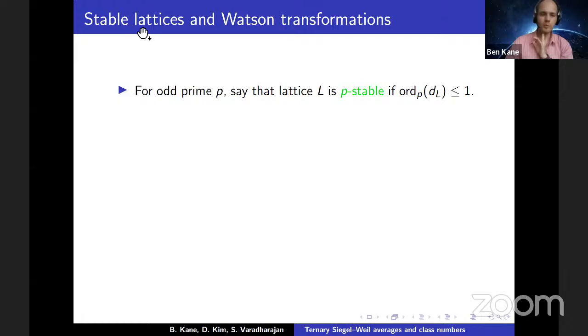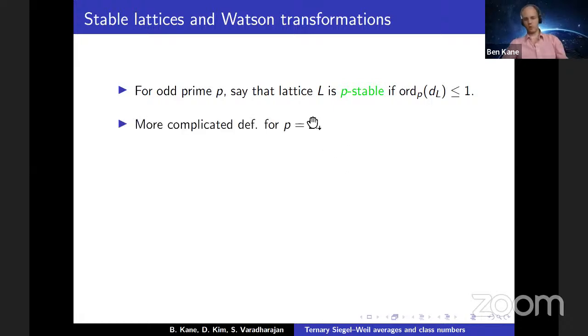Now, we're going to look at special lattices that are called stable lattices. So what is a stable lattice? Well, for an odd prime p, we're going to call it p stable, so stable at the prime p, if the order of the prime p dividing the discriminant is at most 1. So in other words, we have some restriction on the prime power dividing this discriminant. And there's a more complicated definition for p equals 2. I won't write it down, but there's some definition.